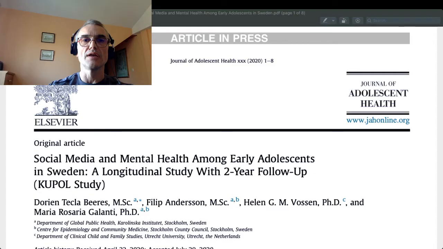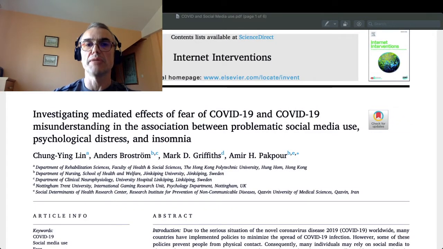So here, the first paper I want to talk about is the one that you can see here. The title is Social Media and Mental Health Among Early Adolescents in Sweden, a longitudinal study with 2-year follow-up. And the second one is entitled Investigating Mediated Effects of Fear of COVID-19 and COVID-19 Misunderstanding in the Association Between Problematic Social Media Use, Psychological Distress and Insomnia. Just for your information, in this second paper, the sample of people observed has been taken from Iran, because that whole research was essentially conducted in Iran, whilst the first one was in Sweden.